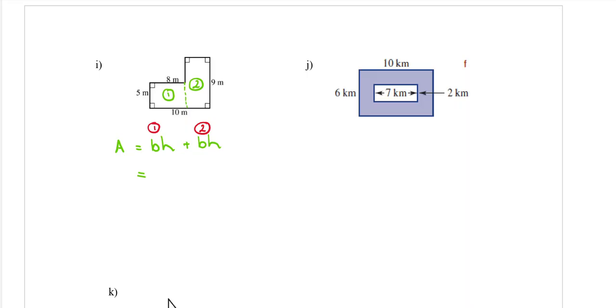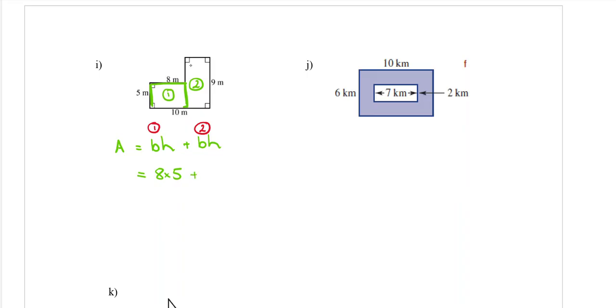So looking at my first rectangle, the base and the height, now remember my rectangle only goes to this green line here, so the 10 goes all the way across. It's too big for my base. The base would be the 8, and the height would be the 5. So it's going to be 8 times 5 for the first rectangle.